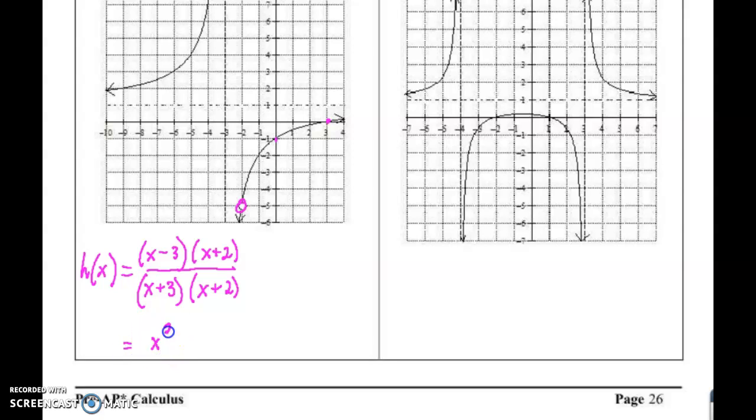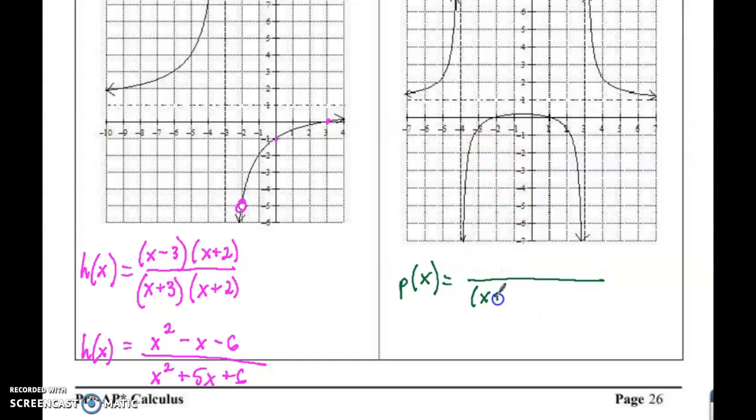So in standard form, go ahead and FOIL. Minus 3x plus 2x is minus x, minus 6, all over, that would be x squared, 3x plus 2x is 5x plus 6. And then the last one, it's okay to have two of things because there's two vertical asymptotes. That just means there's two non-canceling in the denominator, x plus 4 and x minus 3. So because those are both vertical asymptotes, nothing cancels there.